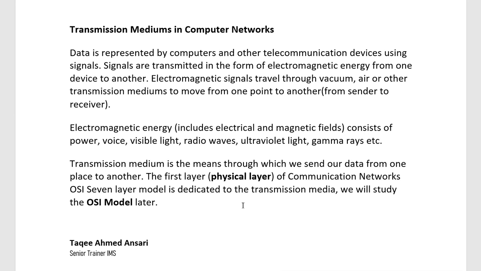The first layer, called the physical layer of the OSI 7 layer model, is dedicated to the transmission media. We will study this OSI layer later. The whole network actually depends on this OSI model, which defines how the data will go from one device to another. In that model, we have a layer called the physical layer. That layer defines the transmission medium: what transmission mediums there are and how they work. These things are decided under this physical layer.